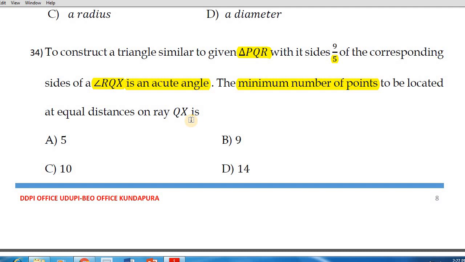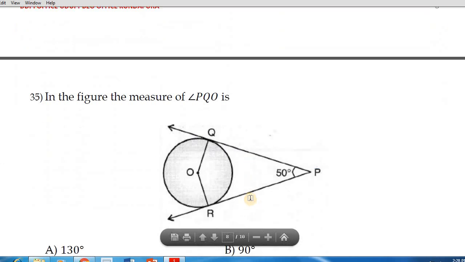After the acute angle, you want to draw a few arcs, means a few points you want to mark on the line QX. So how many arcs you will cut, how many points you will mark there. That is given by the greater number in the ratio. See, whenever you are constructing similar triangles, which number is greater? So many arcs we want to draw on the acute angle ray. So here 9 is the greater in the given ratio. Hence 9 arcs we want to cut. So option B is correct.